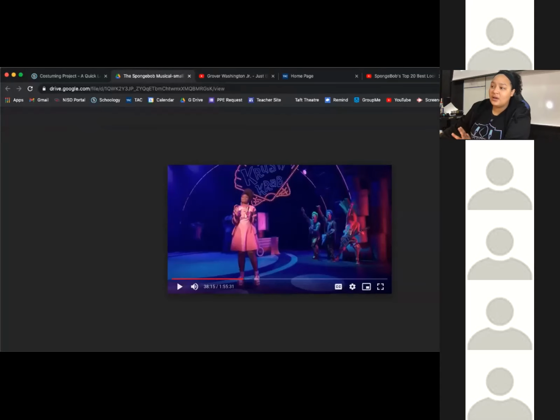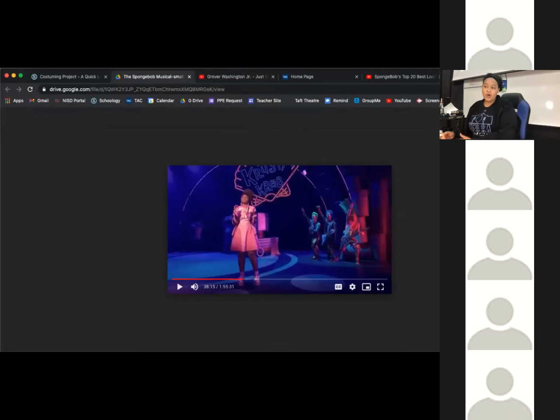And so we can look through this musical and see how they've changed these cartoon characters into real human people who still have those attributes and things that bring it back to, oh, this is SpongeBob, this is Pearl, this is Mr. Krabs, all those characters. So I did give you all of that.